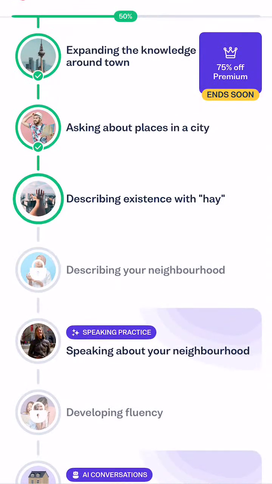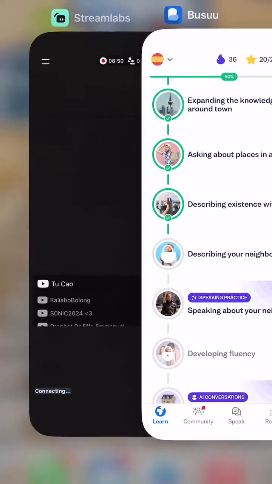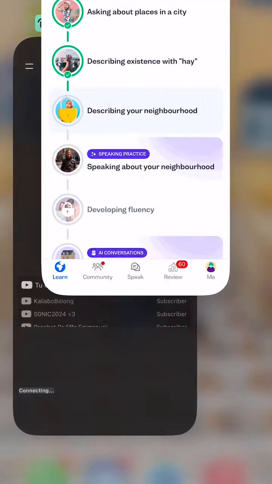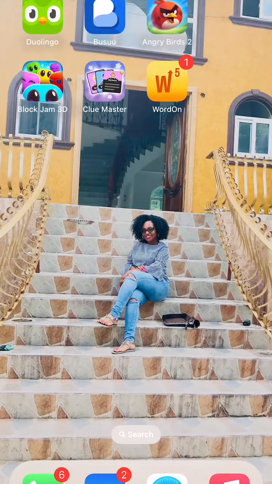Okay, well, we got the 20 stars. I don't know if I should continue. What else do I have to do? I've been on here for 22 minutes already. Okay. Well, we'll do something else. I don't know. I did Angry Birds. Oh, Clue Master. I haven't played this in a while.